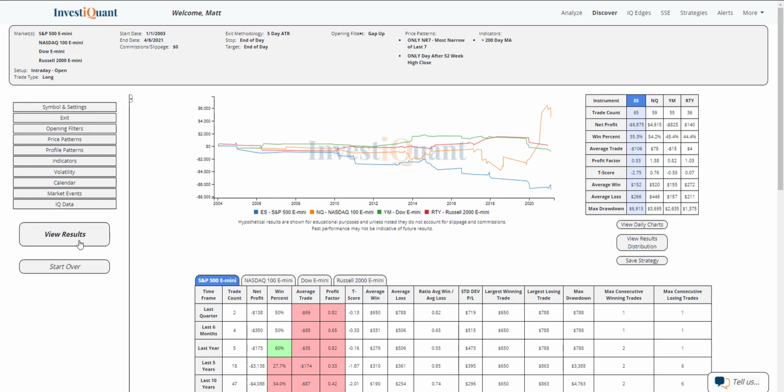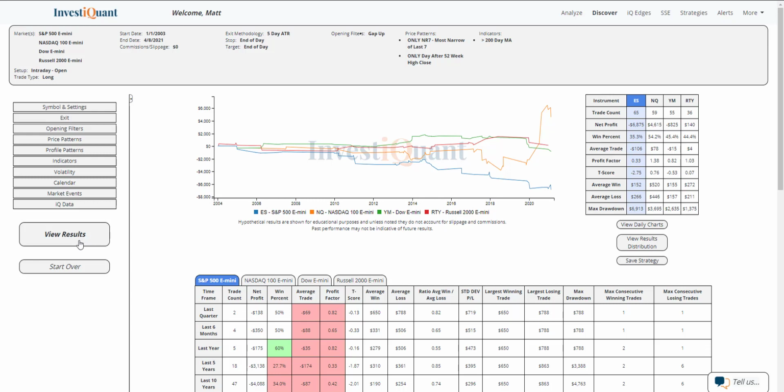And here we go. These are the results based upon entering the market long at the open of regular trading hours, which is 9:30 a.m. Eastern Time, exiting at the close of regular trading hours, which is 4:15 p.m. Eastern Time, when you are gapping up following a 52-week high close that was a consolidation day, which I've defined as an NR7. This is above a 200-day moving average, but like I said, that doesn't really matter here, so I could have left that out.